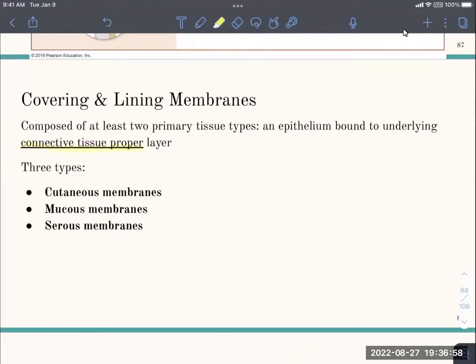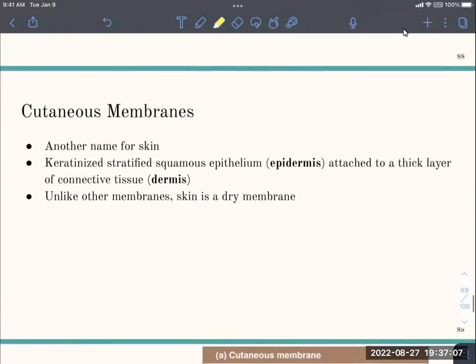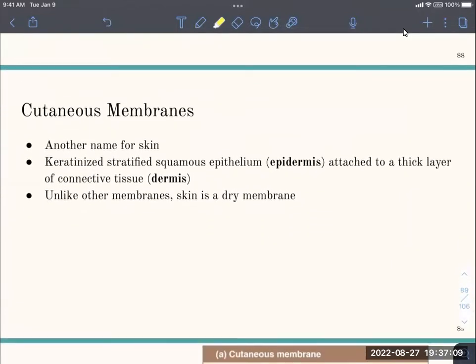So we have a cutaneous membrane, a mucous membrane, and a serous membrane. Let's look into those real quick. Our cutaneous membrane, that's another name for our skin. It is made up of keratinized stratified squamous epithelium, which is known as our epidermis. That's the thick layer, the top layer of your skin. Then underneath it, we have a layer of connective tissue known as our dermis.